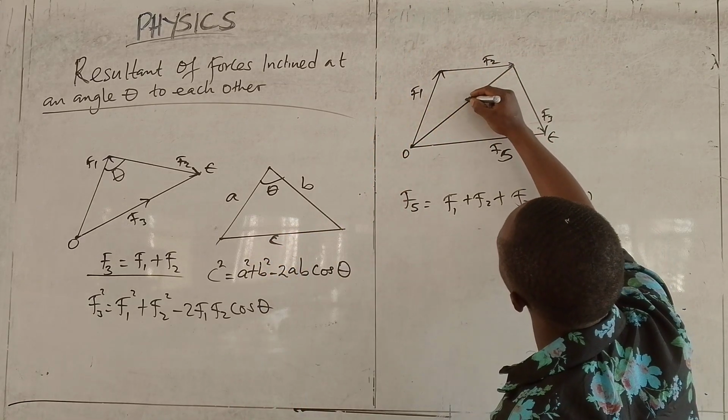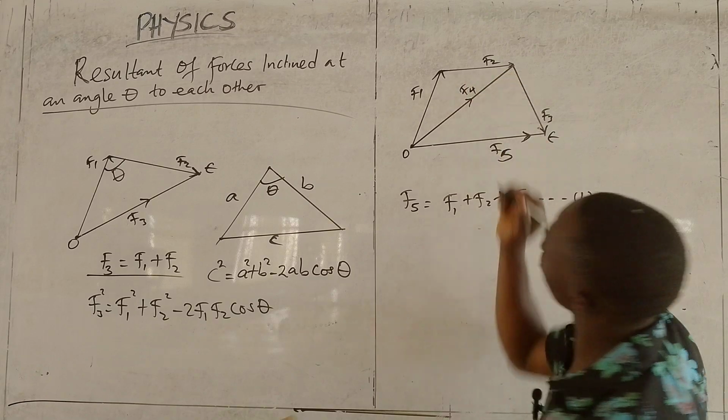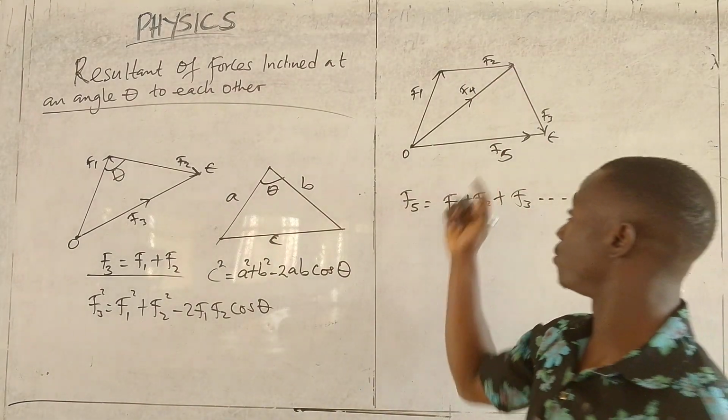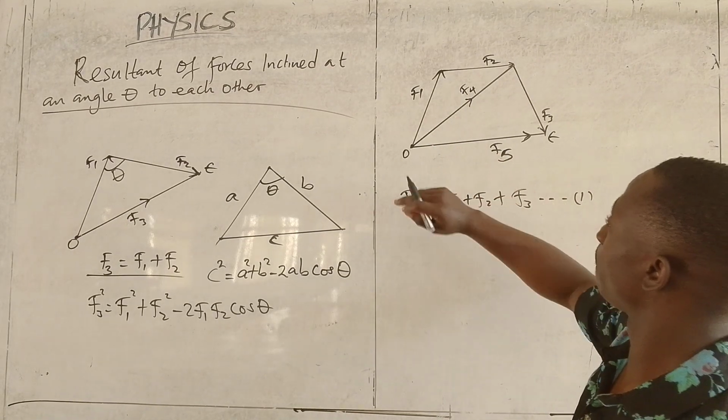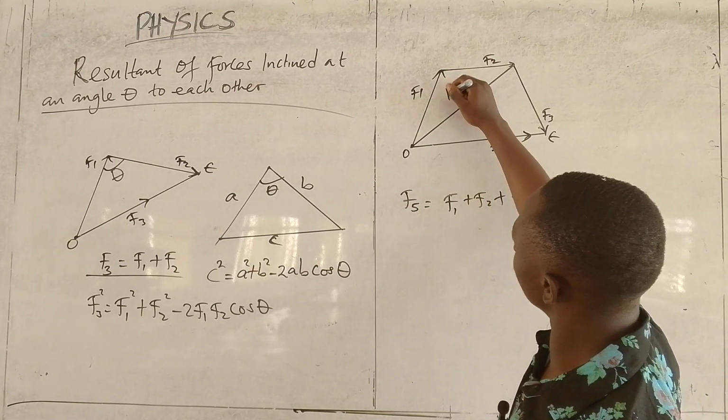so that this one is F4. So let me call this one F what? F4. I intentionally call this one F5. I'm going somewhere with that. Are you following? So this is F4.